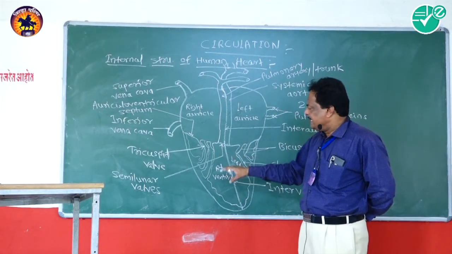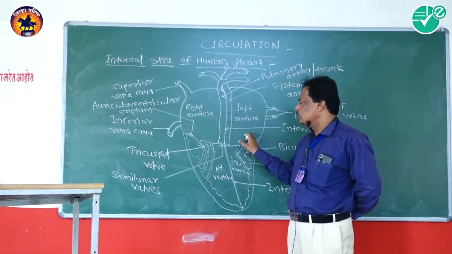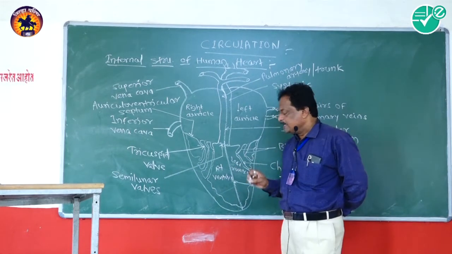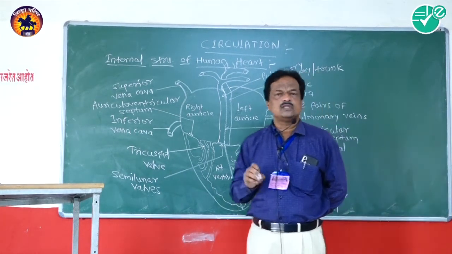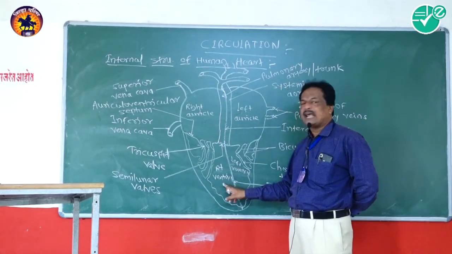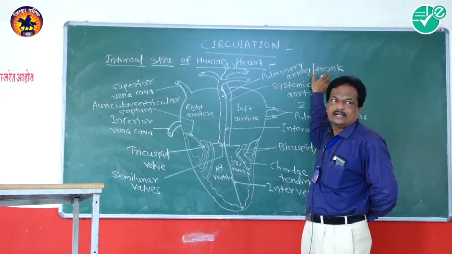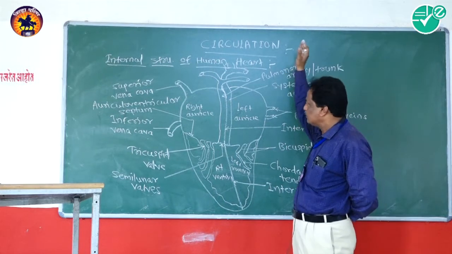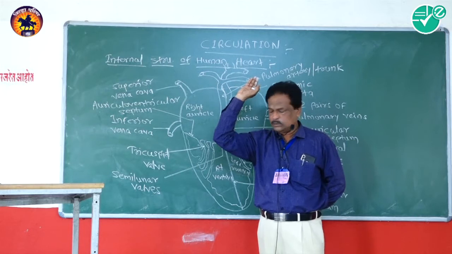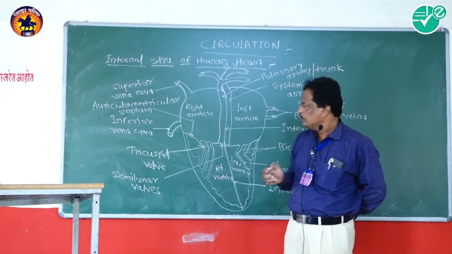After completion of auricular systole, the ventricular systole takes place. When the chamber of the ventricles undergoes the phase of contraction, the blood which is present in the right ventricle enters into the pulmonary artery or pulmonary trunk, and it is forced towards the lobes of the lungs for oxygenation.